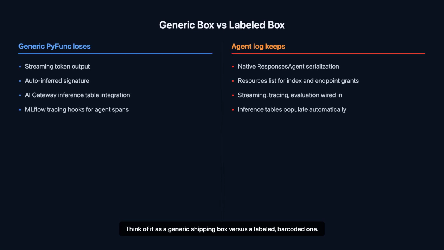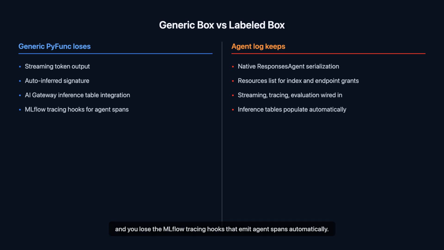Think of it as a generic shipping box versus a labeled, bar-coded one. Log as generic Pyfunc and you lose streaming token output, you lose auto-inferred signatures, you lose AI gateway inference table integration, and you lose the MLflow tracing hooks that emit agent spans automatically.